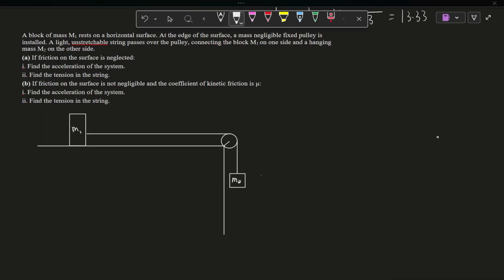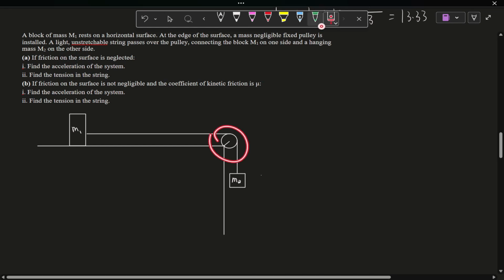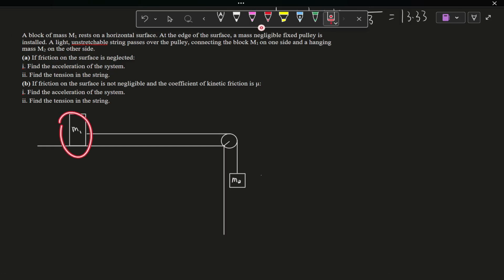A block of mass m1 rests on a horizontal surface. At the edge of the surface, a massless, fixed pulley is installed, over here. A light, unstretchable string passes over the pulley, connecting the block m1 on one side and the hanging mass m2 on the other side. Part A: if friction on the surface is neglected, first, find the acceleration of the system. Second, find the tension in the string.